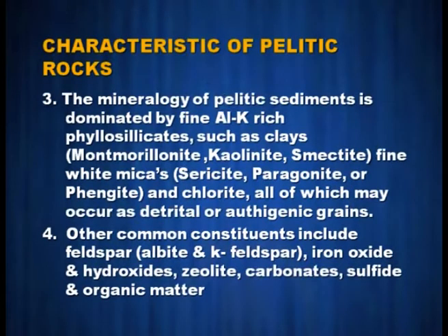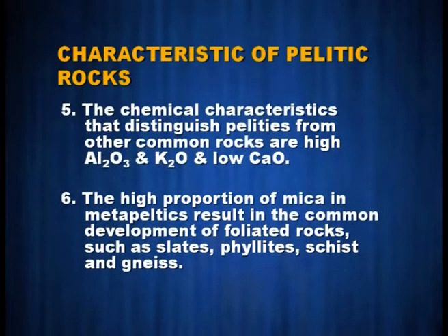Third, the mineralogy of Pelitic sediment is dominated by fine alumina and potash rich phyllosilicates such as clay, montmorillonite, kaolinite, etc. Fine white micas, that is sericite, paragonite or phengite, and chlorite, all of which may occur as detrital or authigenic grains. Fourth, other common constituents include feldspar, both albite and potash feldspar, iron oxides and hydroxides, zeolite, carbonates, sulfides, organic matter, etc. Fifth, the chemical characteristics that distinguish Pelitic rock from other common rocks are high Al2O3 and K2O and low CaO.